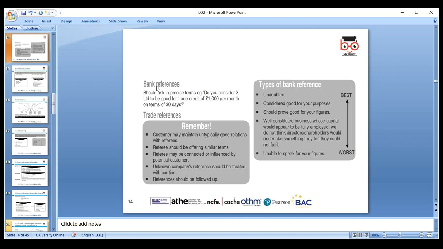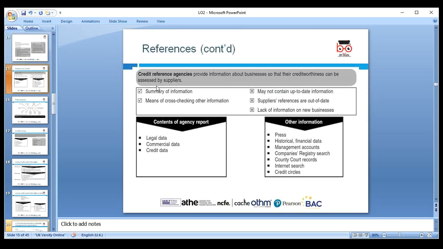Okay, as we earlier mentioned, we should ask the precise question: do you consider X Limited good for credit of 1,000 per month for the next 30 days? Remember, trade references, the customer must maintain a typically good relationship with the referees, and the type of bank reference we need: is it the best, is it the worst, or does it fall in the middle?